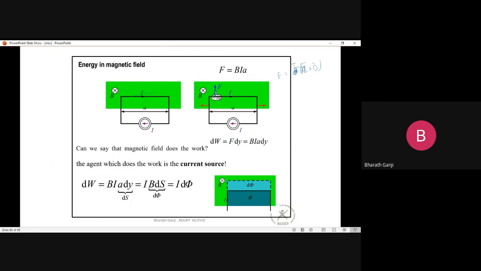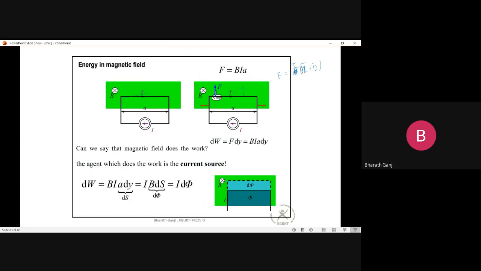So if you know the current direction, the force is nothing but the cross product between the current and the magnetic field, which is going into the board. So with your right hand, if you do I cross B, you can see your thumb will be pointing in the upward direction. So there is a force on this loop which is pulling it upward.